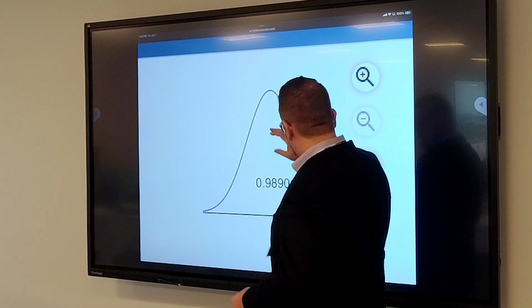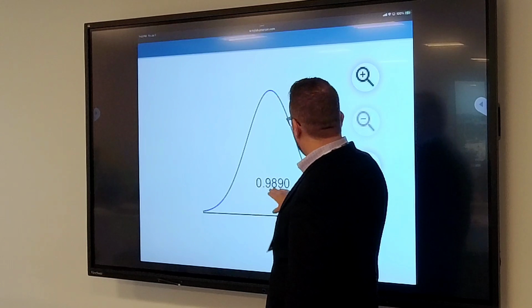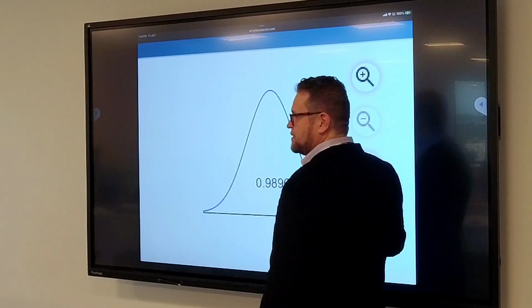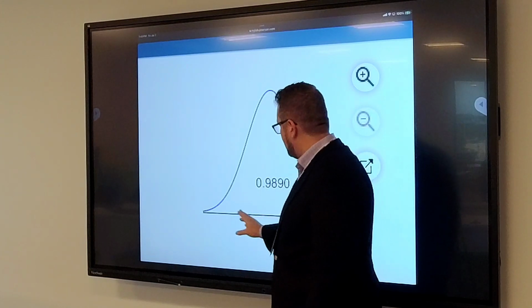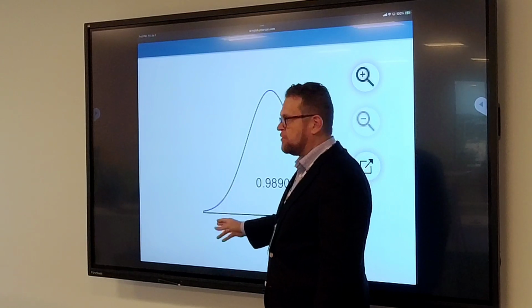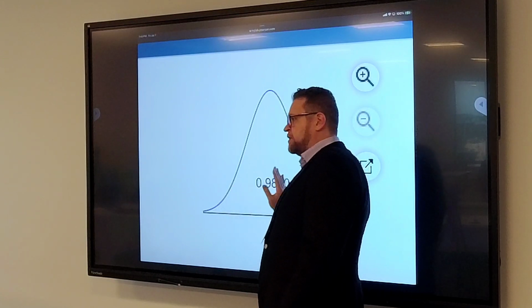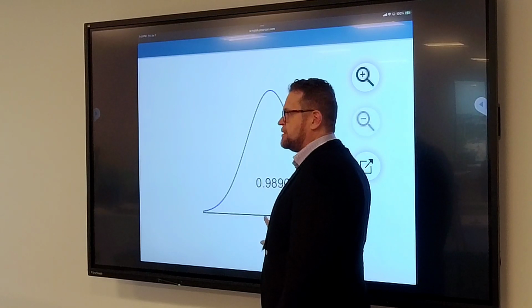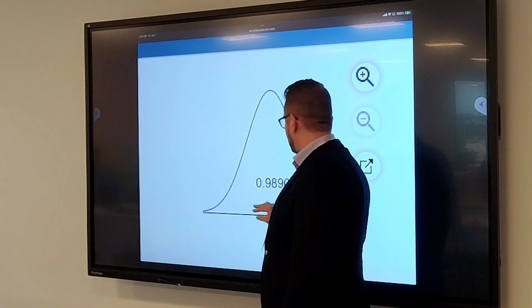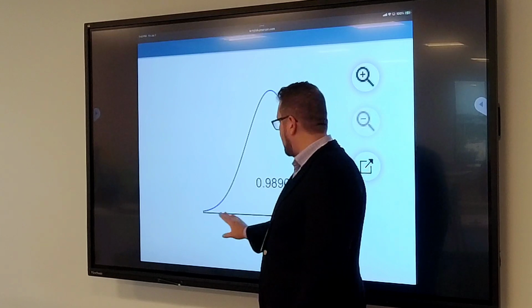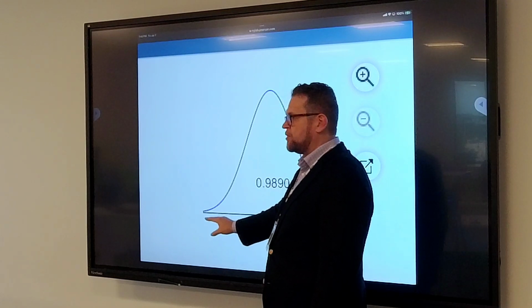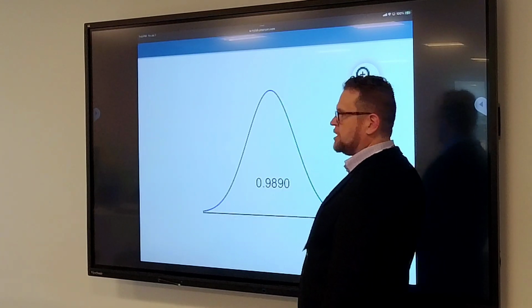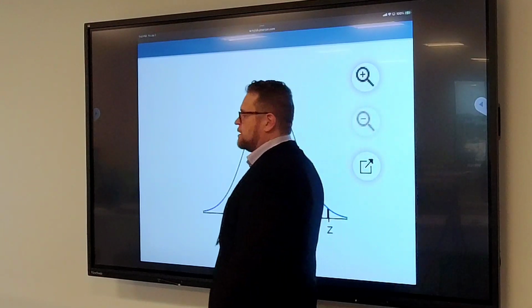If I say I want an area of 0.9890 to the right, then it must be giving me some negative number, because I have 98% of the area to the right of something. If 0 is right in the middle, where 50% is, and you want 98%, it's got to be a negative number. But as soon as you flip the inequality, it gives you the positive version of that number.